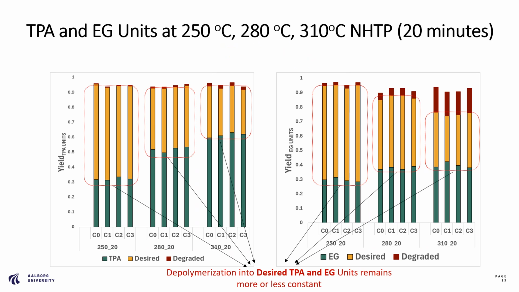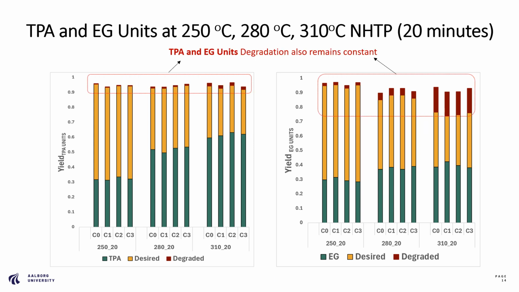We observe that in all cases, the depolymerization of PET into TPA and EG monomers remains relatively constant across the cycles. Similarly, the depolymerization into EG and TPA units is also fairly consistent in each cycle. Lastly, the extent of degradation remains constant, varying only with the temperature conditions.